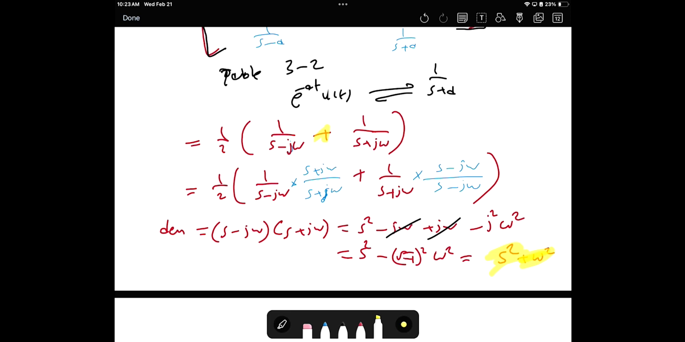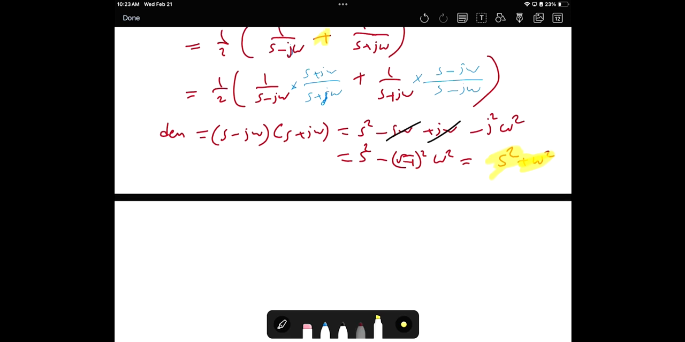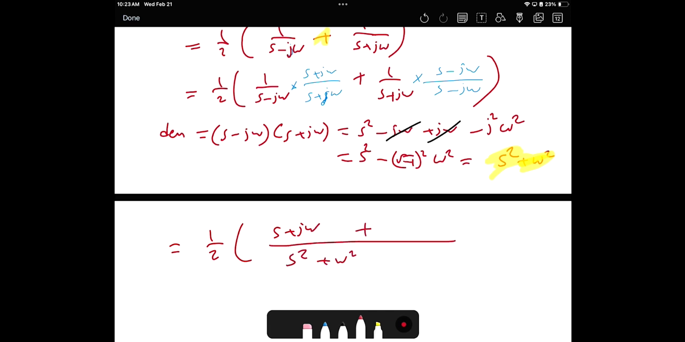So as a result, we don't need to do this every time. Every time you multiply by the conjugates, the denominator will be s squared plus omega squared. That's it. The j will be removed. Okay? That's our result. So what will happen? It will be 1 over 2 times s plus j omega over s squared plus omega squared, and the other part, plus s minus j omega.